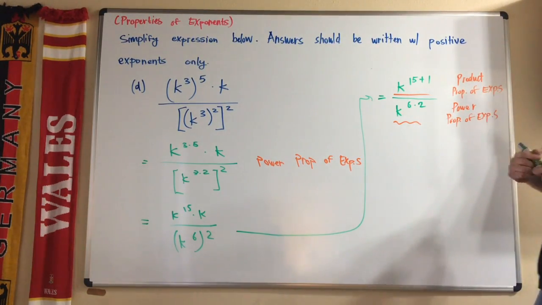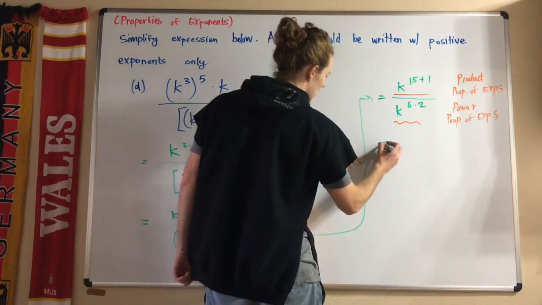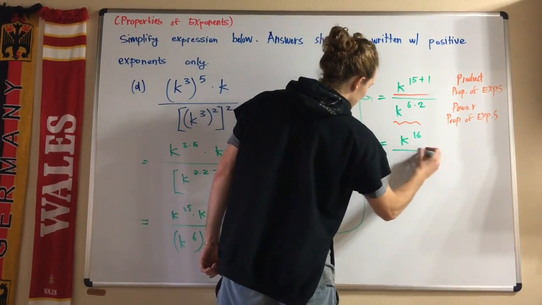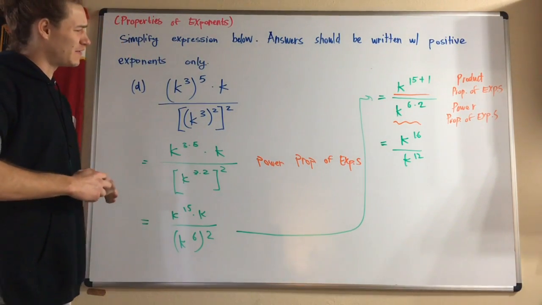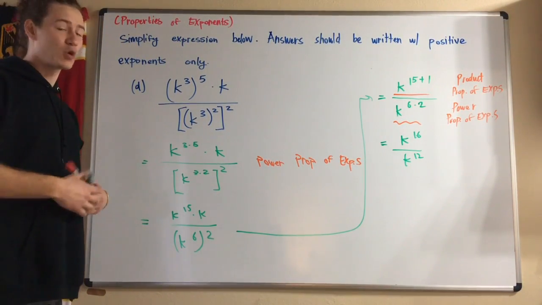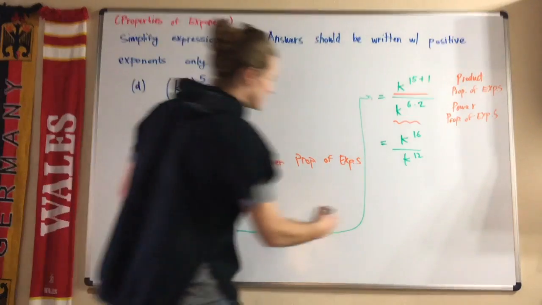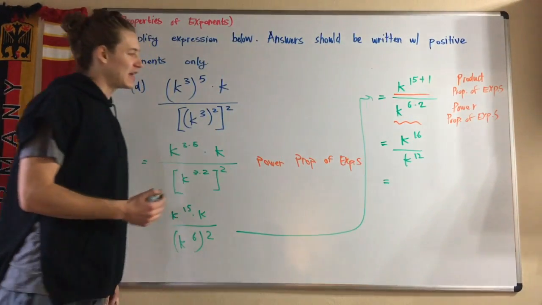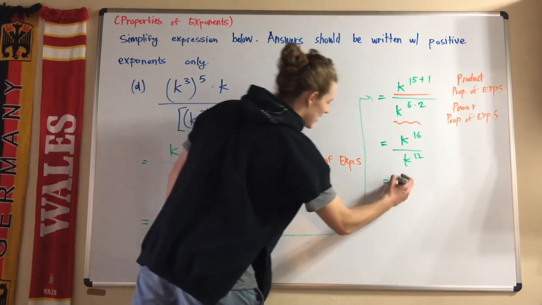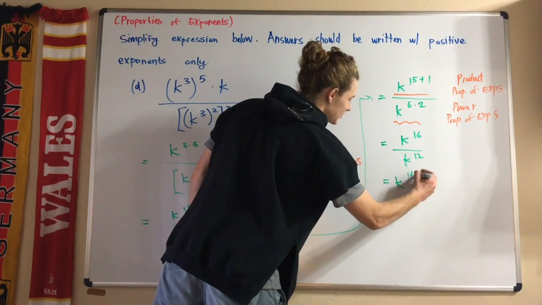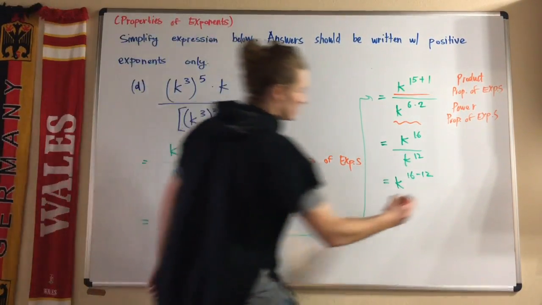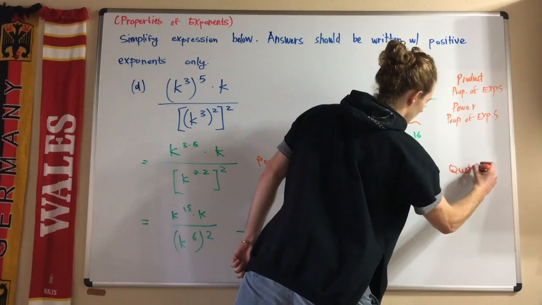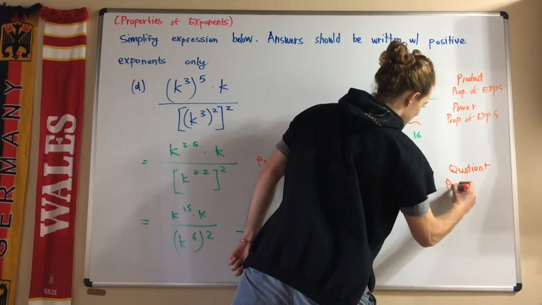Okay, what can we do to simplify? Let's simplify these exponents. We have k to the 16th power divided by k to the 12th power. How can we simplify this? Well, we can simplify this using the quotient property of exponents and say that the quotient of k to the 16 and k to the 12 is the same as k raised to the difference of their powers, or k raised to 16 minus 12. That was by the quotient property of exponents.